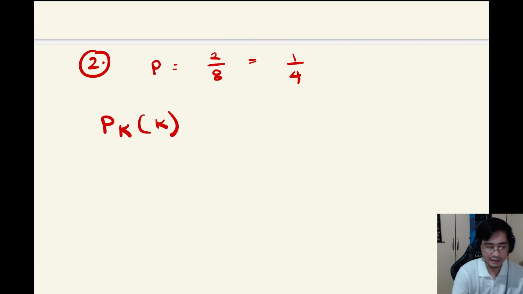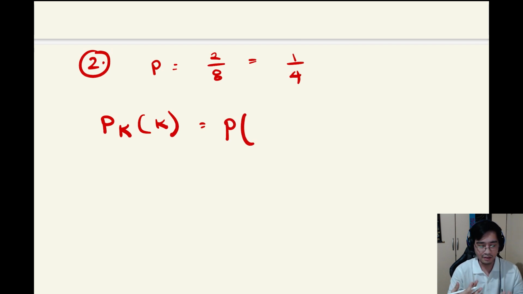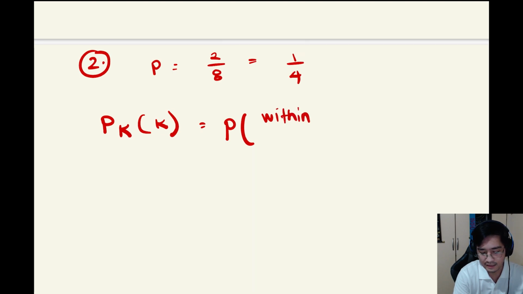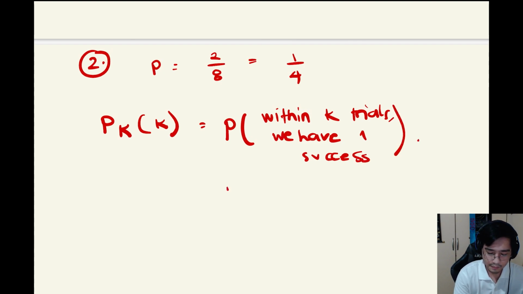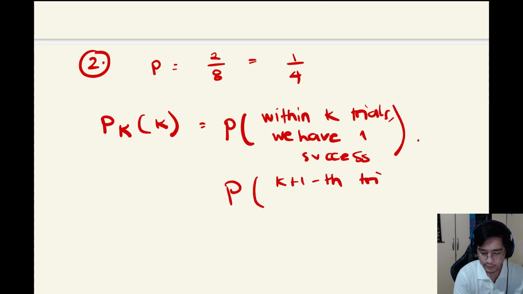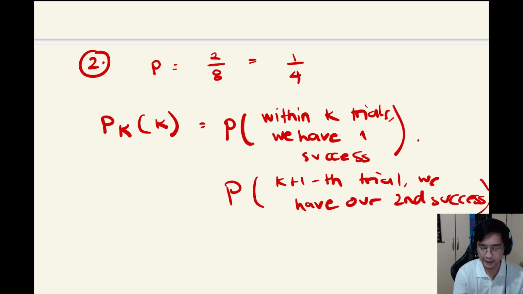That just means that we have the event here of within K trials, we have one success only. And then the probability that on the K plus 1 trial, we have our second success. So that is what we are trying to find here.